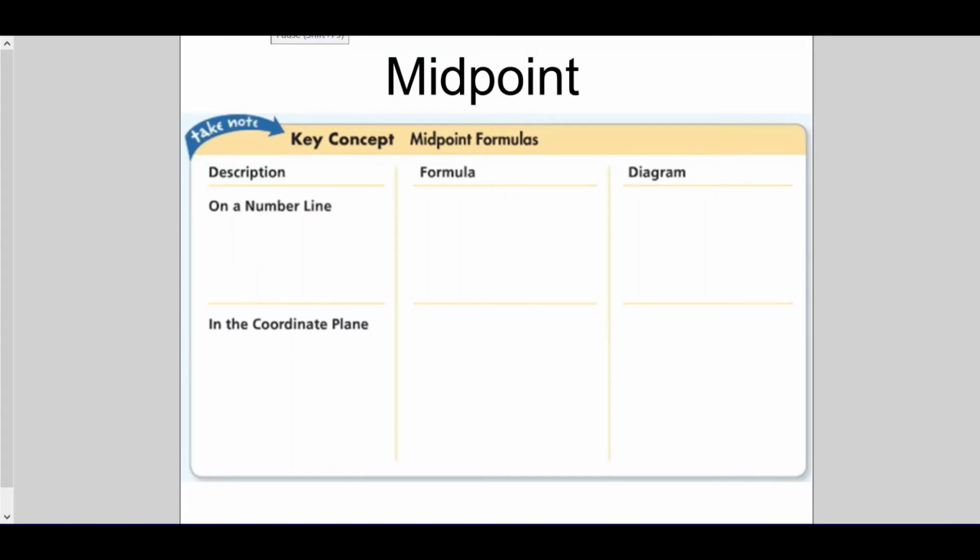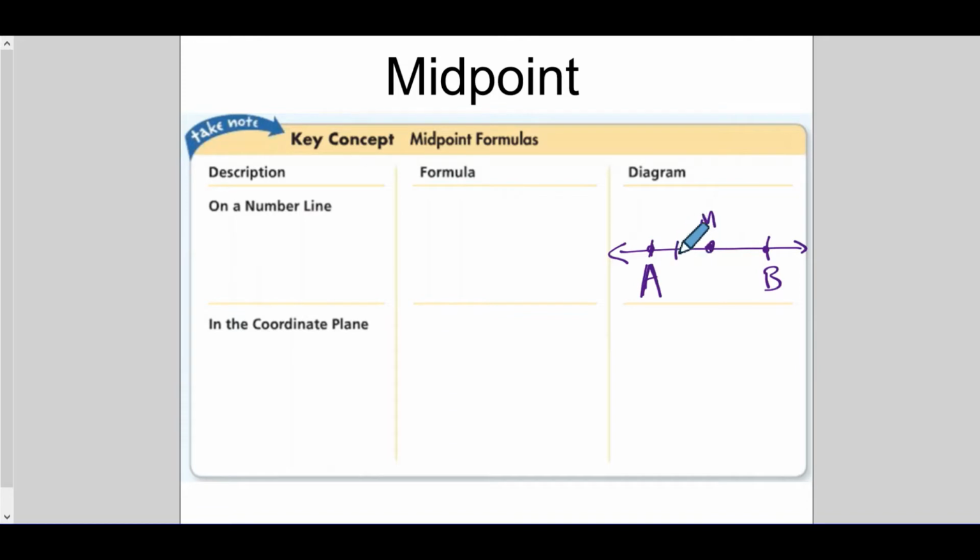All right, in this video, we are going to be learning about how to find the midpoint of a line. So we can talk about it on a number line, where we have point A and point B just lined up on there. And the midpoint, I'm going to call that point M, will be directly in between points A and B.